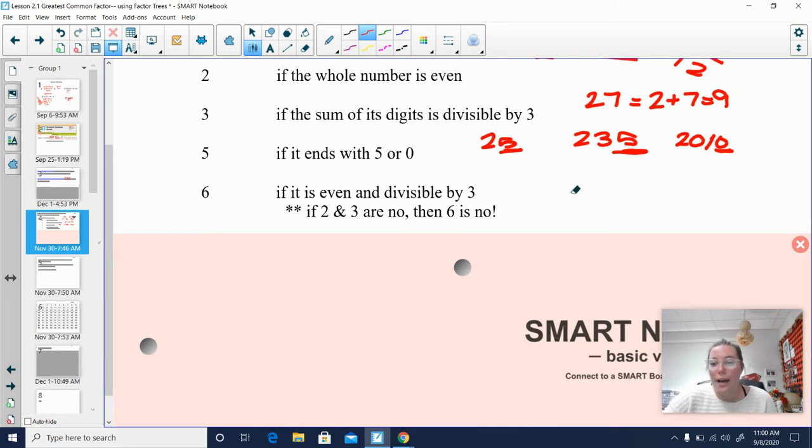So if we look at 30, it's an even number, right? So it's divisible by 2. So that's our first criteria for 6. Then we see 3 plus 0 equals 3. So the sum of the digits is divisible by 3. So it's divisible by 2 and it's divisible by 3. That means that it's divisible by 6.